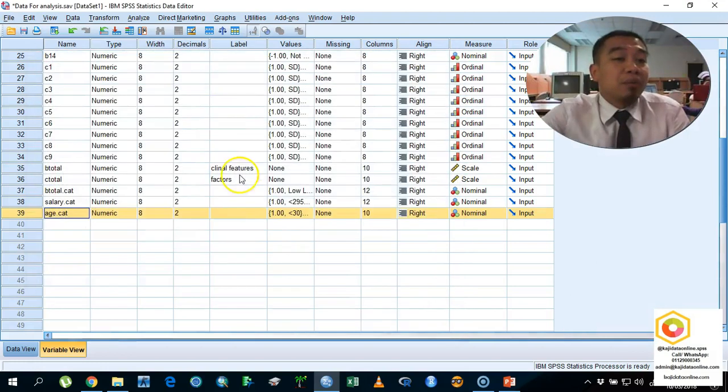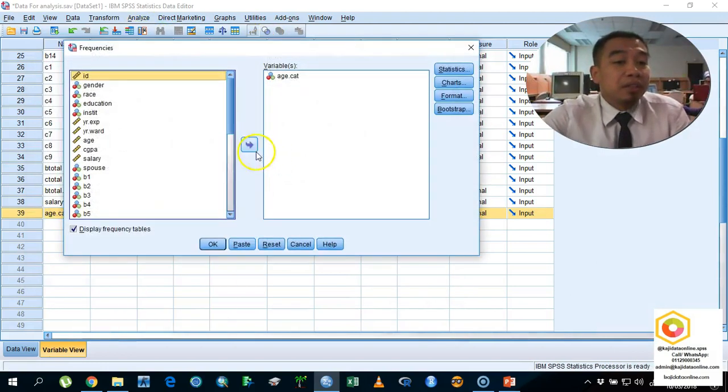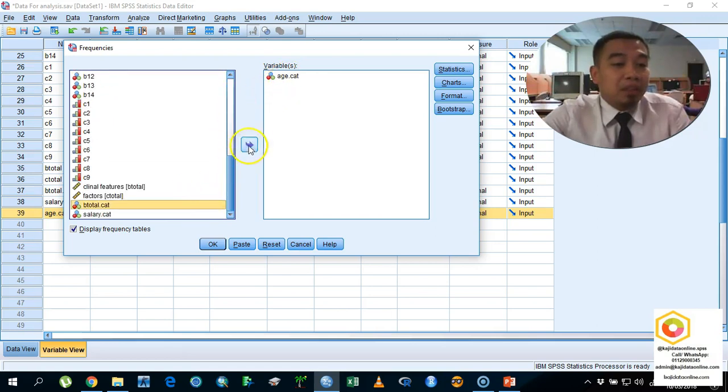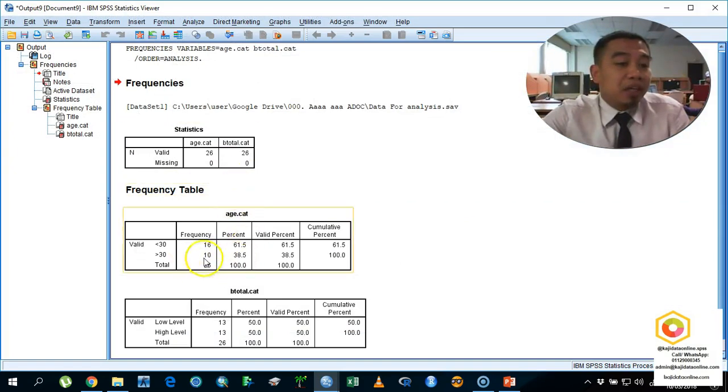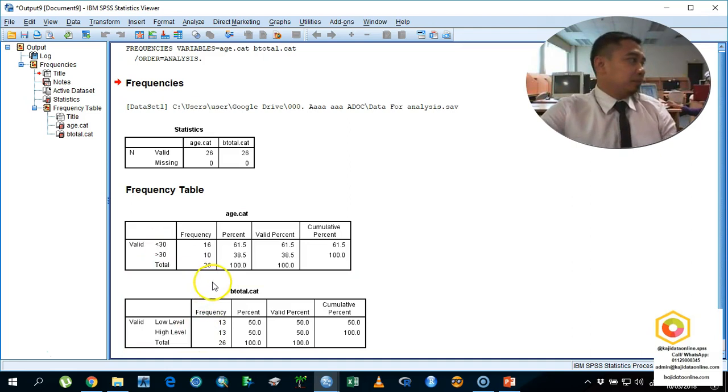If you look into a single one, you are looking at it like this. For example, I put here h.cat and here btotal.cat. So this one is looking into a single one only. For example, less than 30, 16. How many less than 30 are at low level? How many less than 30 are at high level?